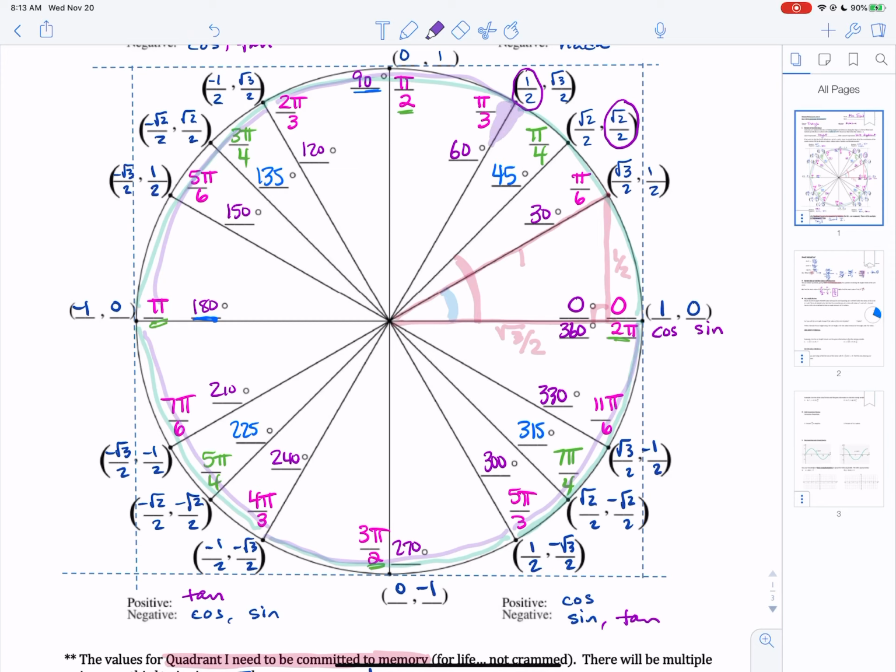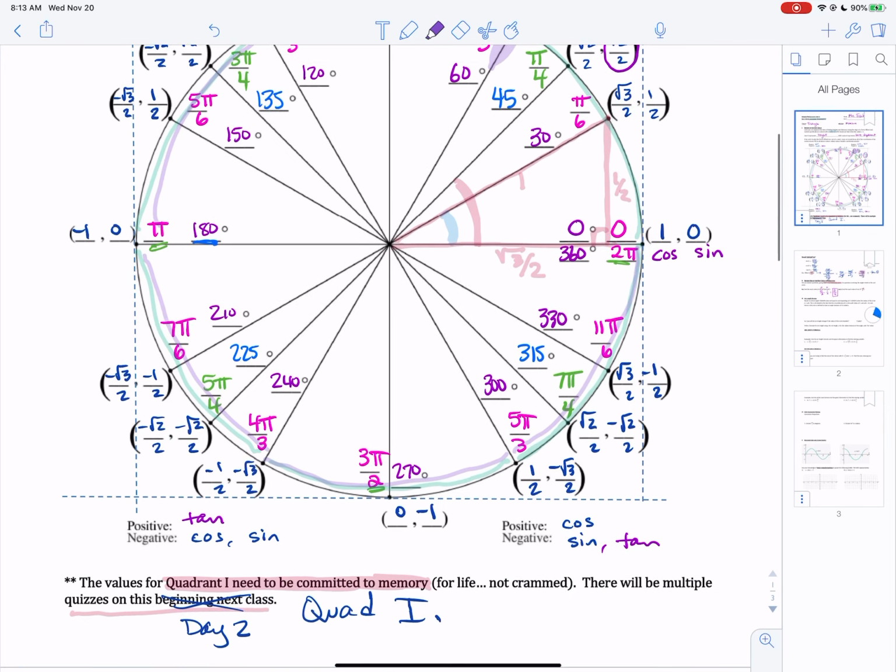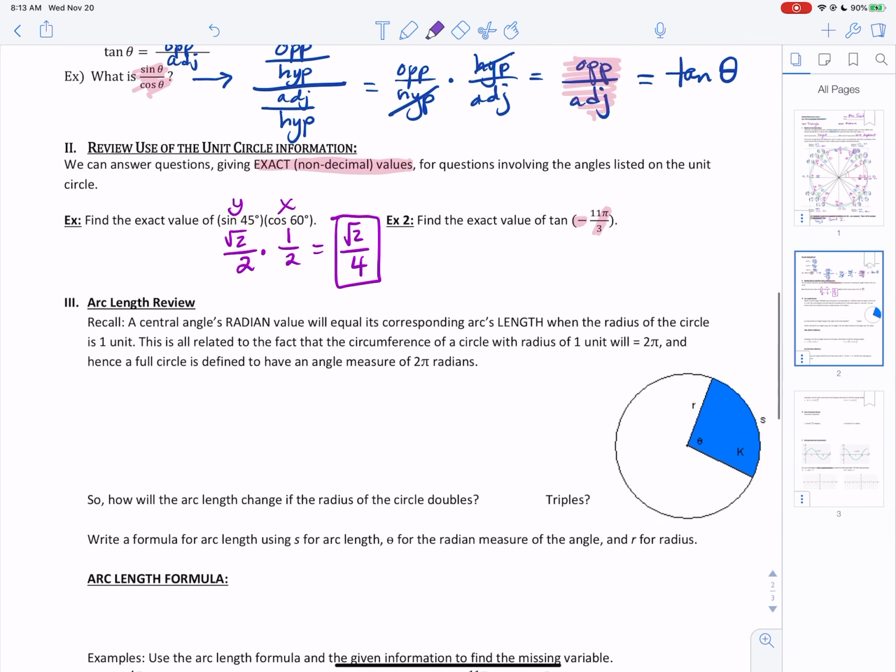Now the question was to find tangent. Tangent means you are going to divide sine over cosine. That is y over x. Okay? So tangent is y over x. So we are going to do root 3 over 2 divided by a half. And when we do the keep, change, flip, we're going to get root 3 is our answer.